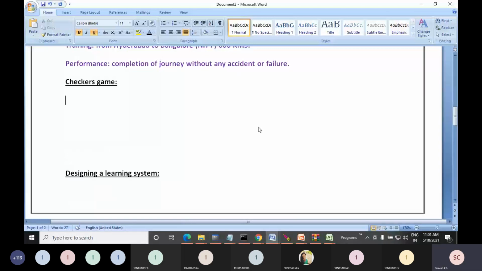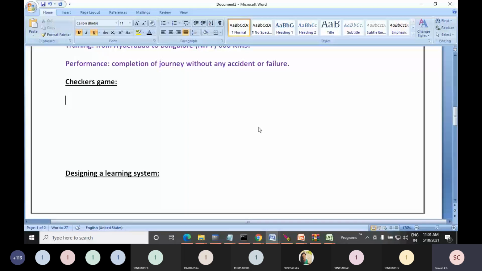Checkers game is also a game which is, to some extent, similar to chess game, right? There will be a board, and again there are some rules for the elements of the checkers game. There will be a king in checkers game, and other pieces. So how to move, there are some rules. Just like chess game, there is another game called checkers game.